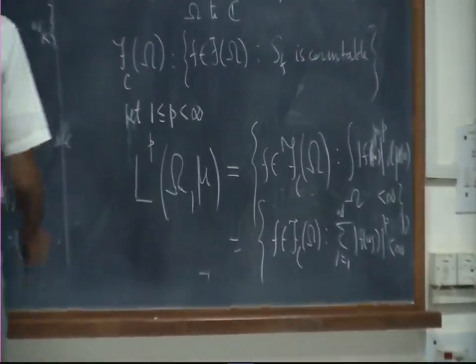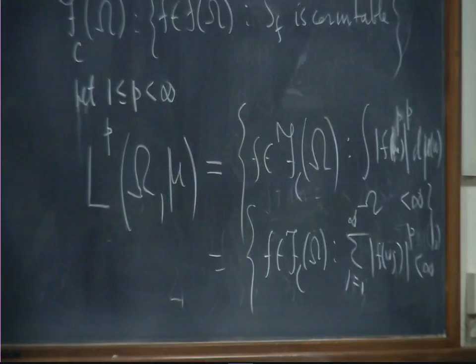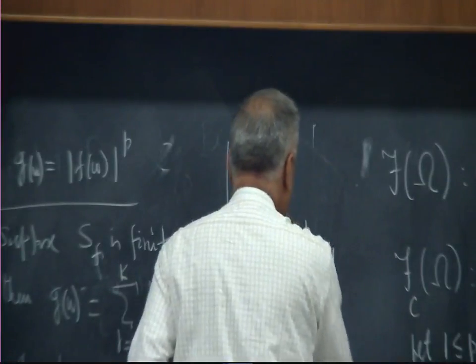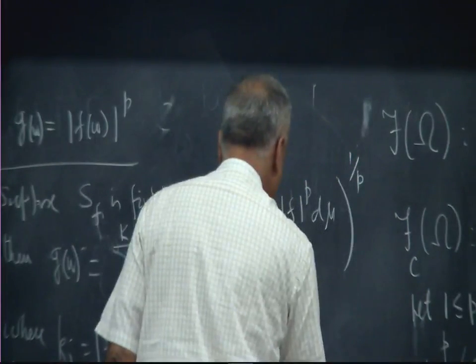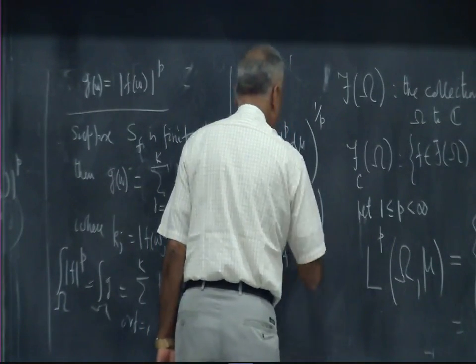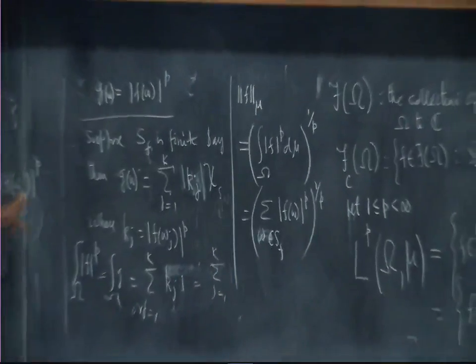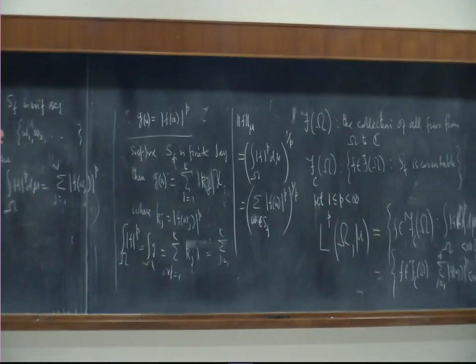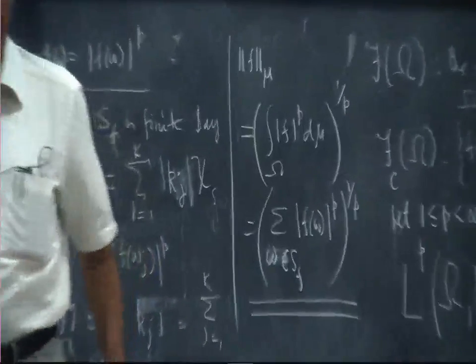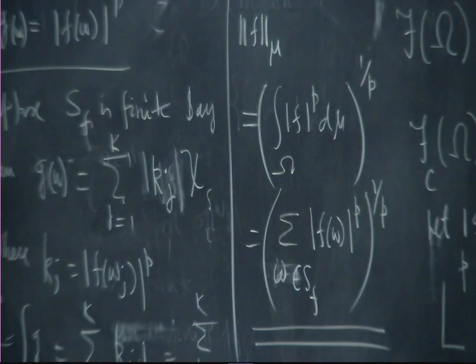And on this, we can define the norm of f. I will call it the norm with respect to mu, since the measure mu is defined to be this integral. It is the summation over omega belonging to the support of f of mod f of omega to the power of p, all to the power of 1 over p. These points are nothing but the points in the support of f, so I will write it in that form. That takes care of both finite and infinite cases. This is a norm, analogous to the little lp and the standard Lebesgue spaces that we have. Again, this will be an inner product space only when p equal to 2.